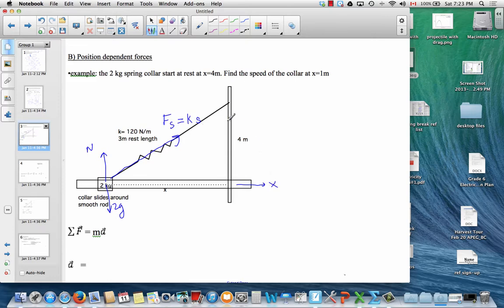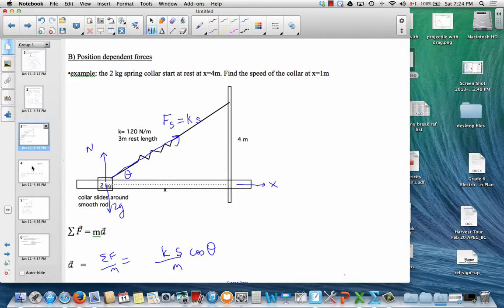Now, s, the extension of the spring, is going to be its length in this position minus its rest length of 3. Now, that force clearly acts on an angle. We're also going to want to know what that angle is. So, sum of the forces is ma. A will be sum of the forces over the mass. And so the net x force is going to be ks cos theta divided by the mass. Now we know the mass is 2 kilograms. We know the elastic constant of the spring is 120, but let's just leave them as symbols for now.